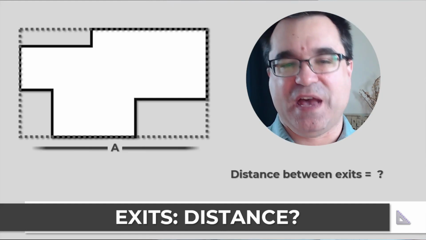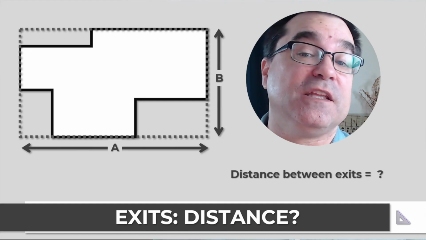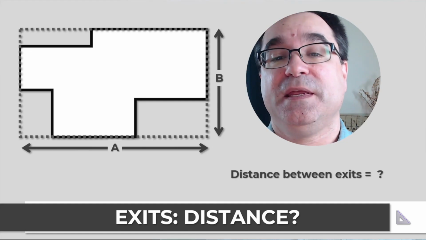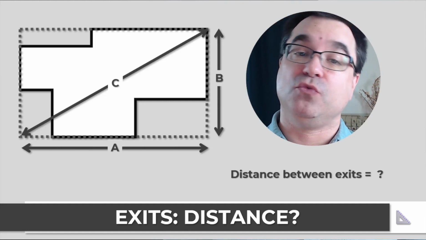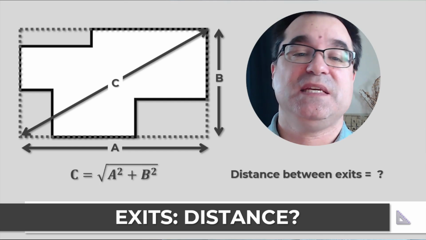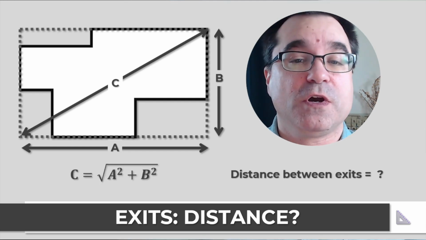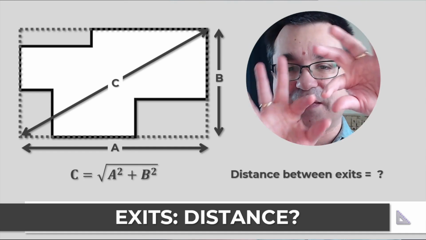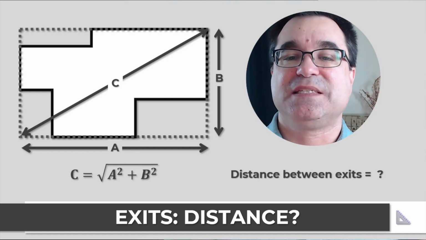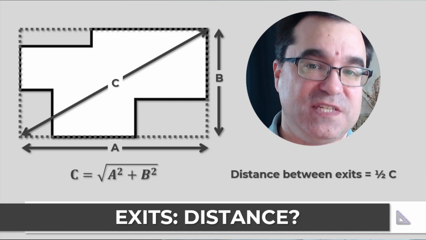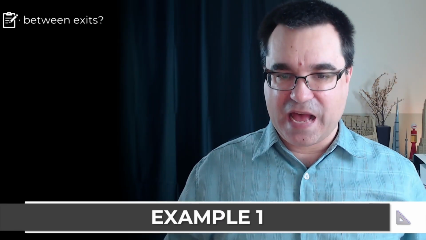And now you have a dimension A for length, a dimension B for length, and you can use Pythagoras' theorem to find C. C is equal to the square root of A squared plus B squared, so that then the distance between exits is half of C. Don't forget about that half of C.